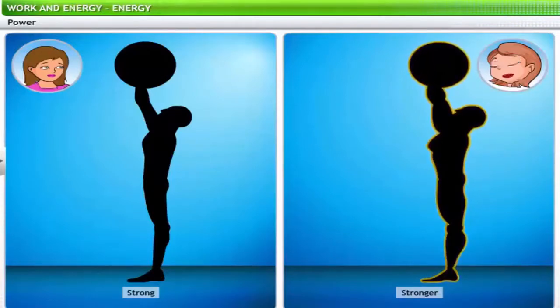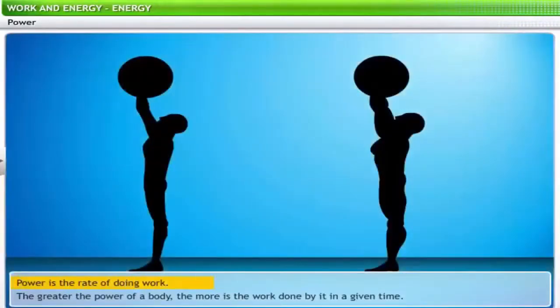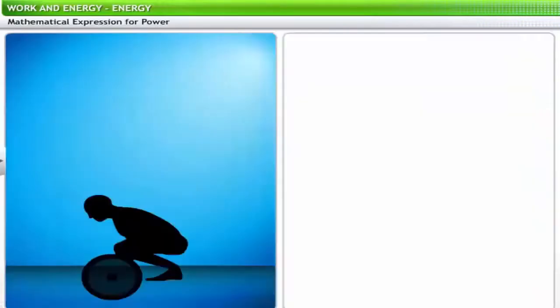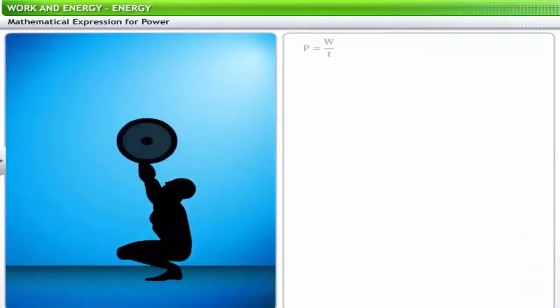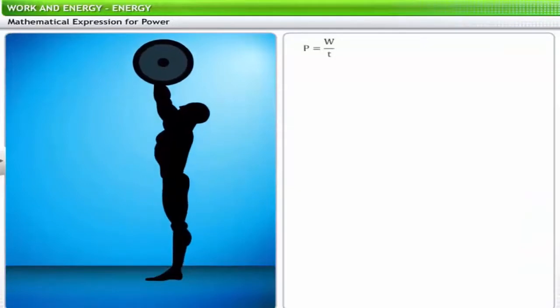Yes, in terms of science, you could say he has more power to do the work. Power is defined as the rate of doing work. It is a measure of how fast a given work is done. The greater the power of a body, the more is the work done by it in a given time. Based on its definition, power is the rate at which work is done. That is, the amount of work done per unit time.